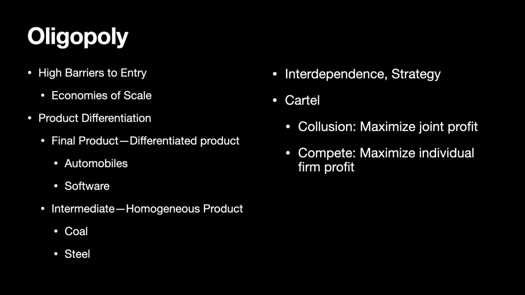In an oligopoly, the product may or may not be differentiated. Generally, when the product is produced as a final product, it is differentiated. Products like steel and coal that are produced as intermediate goods in the production process are generally homogeneous. Because there are so few firms in the market, there's a high degree of interdependence between the firms' decisions. This makes strategy very important.